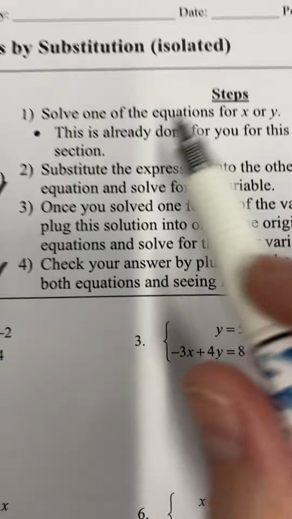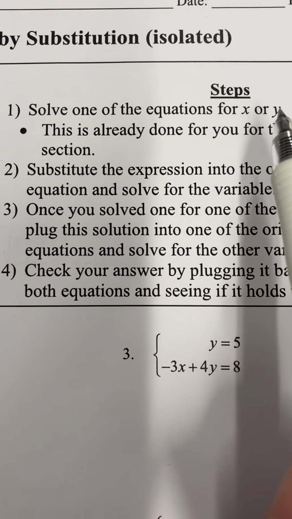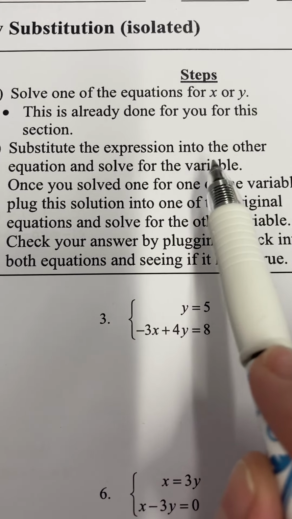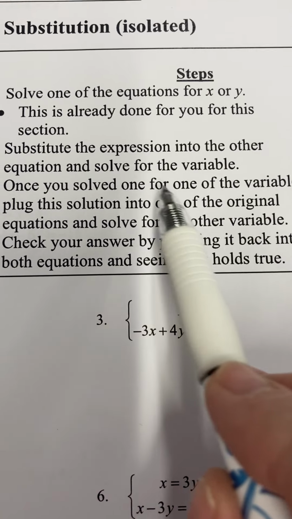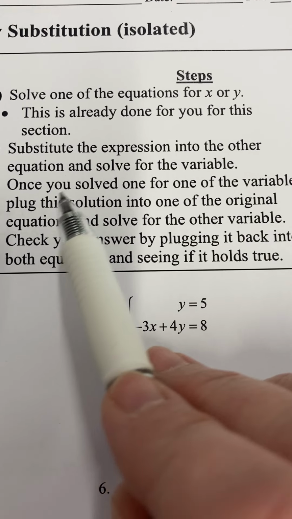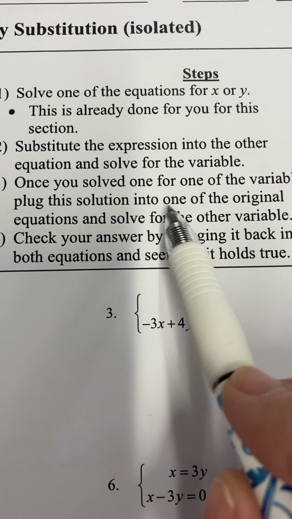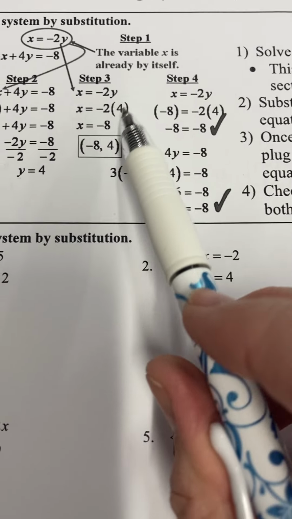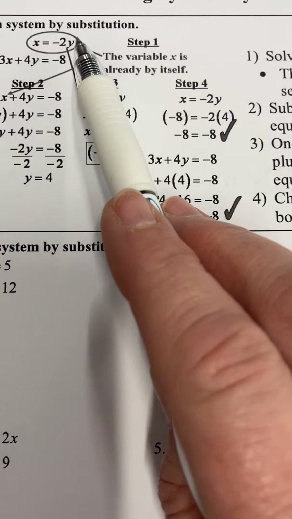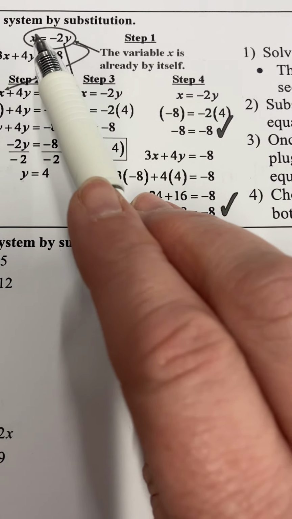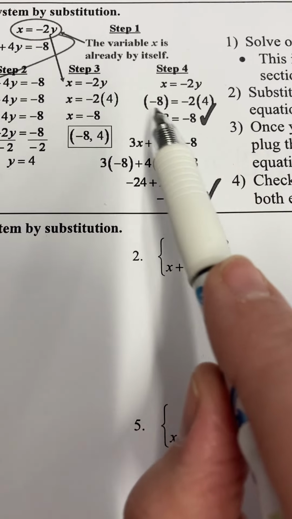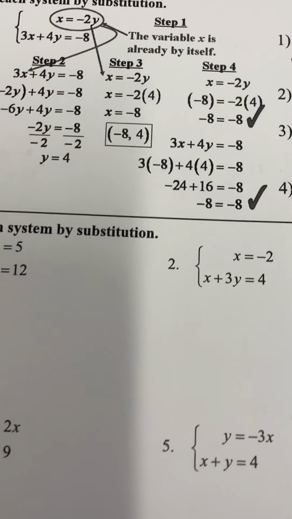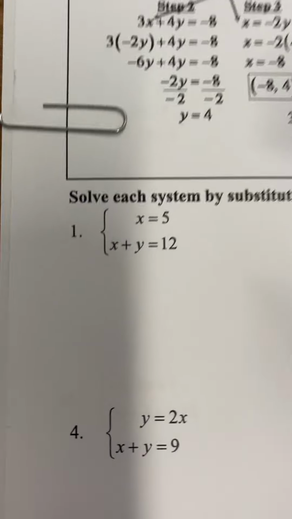All right, so first step, make sure you have a letter by itself. Next step is to substitute it in, solve for one of the variables. Once you've solved for one of the variables, then you substitute it back into one of the originals and you check your answer. They're showing you how you check it. We did this with graphing. You're going to take negative 8, plug it here. You're going to take 4, plug it there. Does negative 8 equal negative 8? Yes, it does. You don't have to do the checking, but it's definitely a good way to make sure it works.